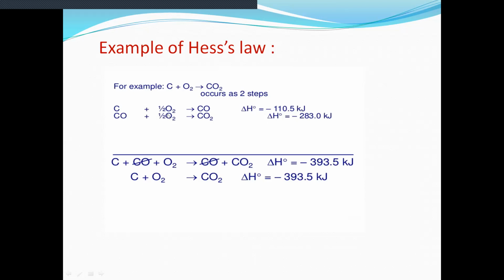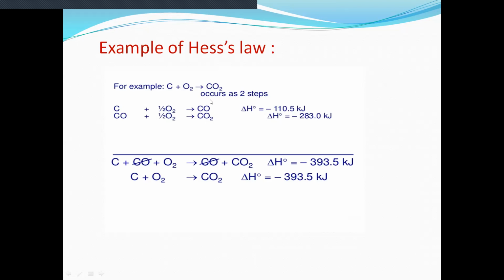Now in second step, this carbon monoxide is again heated with insufficient amount of oxygen, that is carbon monoxide CO plus half O2 gives CO2. And in this process, enthalpy change is given by delta H is equal to minus 283.0 kilojoule.